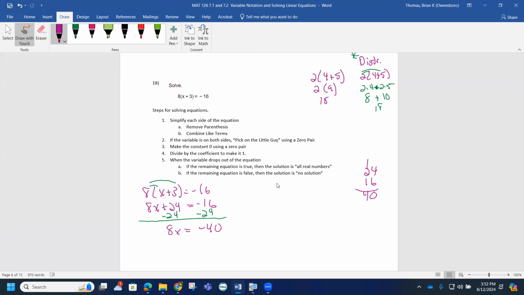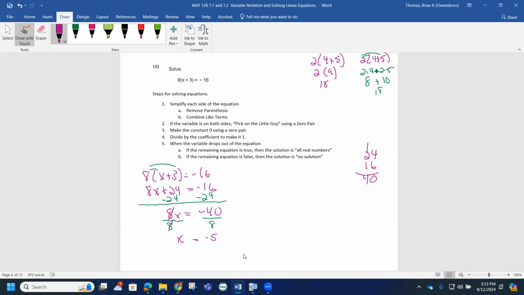So 8 times what gives me negative 40? Well, I know 8 times 5 is 40, so it must be a negative 5. But again, if I want to use this strategy, my goal is to make the coefficient a 1. So I need to make that 8 turn into a 1. To make an 8 turn into a 1, you have to divide by the coefficient itself, which is the 8. So if you divide both sides by an 8, that will get the x by itself, since the 8s are going to divide out. And negative 40 divided by 8 would be a negative 5. So that would be that. And again, you can use your calculator if you needed to for that.